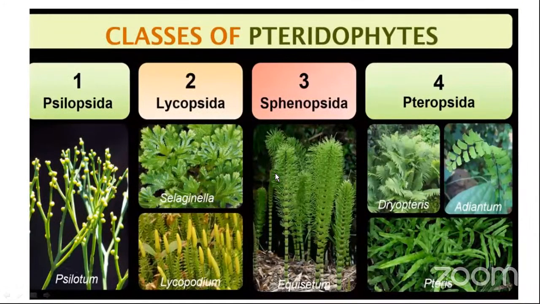Now if you see the classification of pteridophytes based on a few characters, the pteridophytes are classified into 4 classes. One is Psilopsida, example Psilotum, and another one is Lycopsida, examples of which are Selaginella and Lycopodium. Then Sphenopsida, Equisetum, and Pteropsida. Dryopteris, Adiantum, and Pteris belong to the class Pteropsida. So Pteridophyta are classified into 4 classes, and we have seen examples of these classes also.